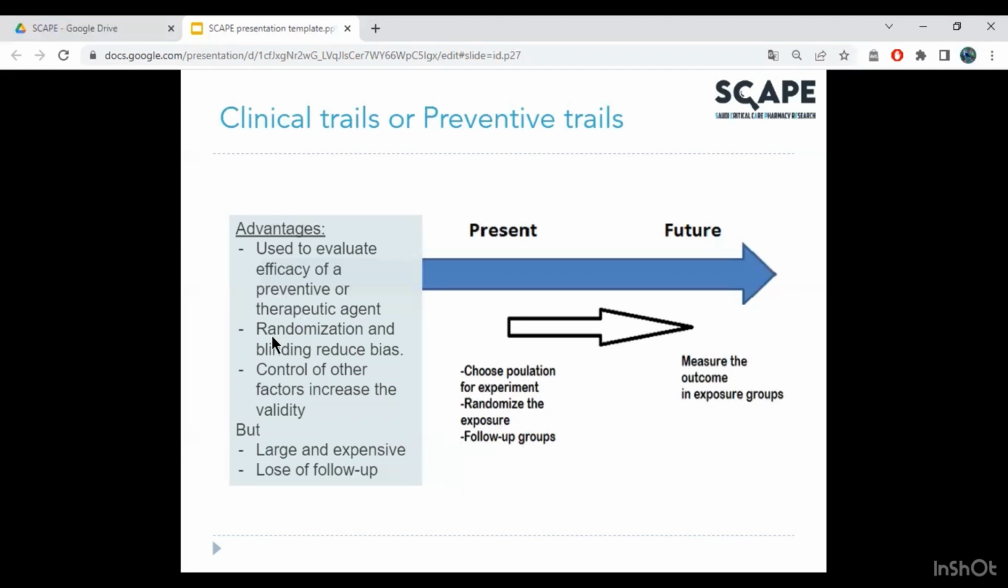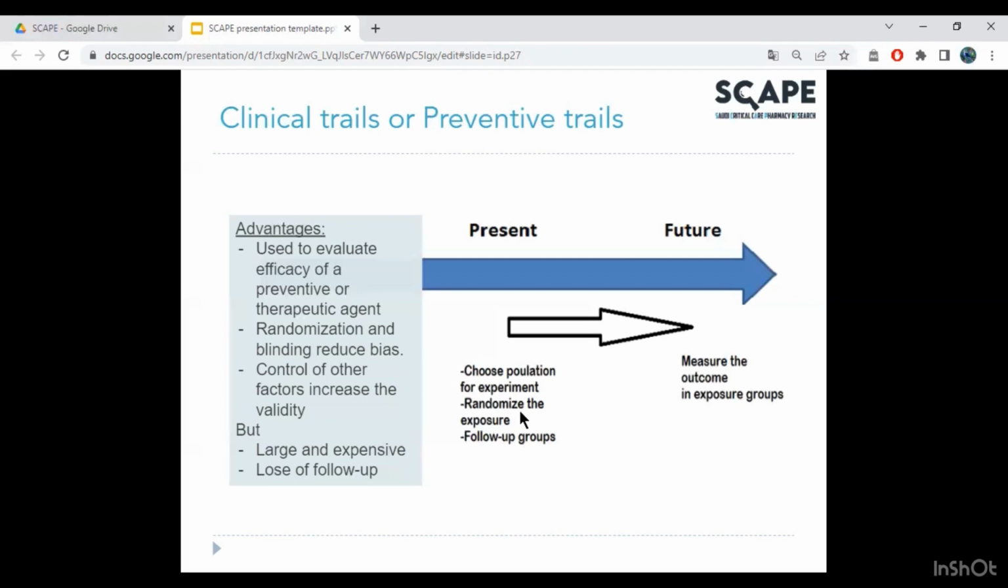But also, randomization and blinding reduce the bias and the confounding. So even the bias and the confounding, we can control in the RCT if it is designed very well. Randomization means that all individuals in the target population have a similar probability of being allocated to the experimental or to the control group.